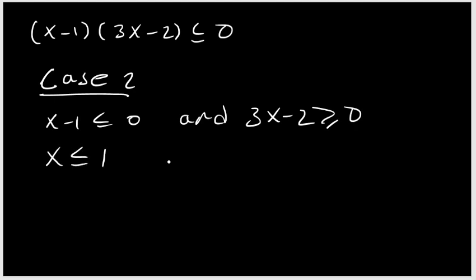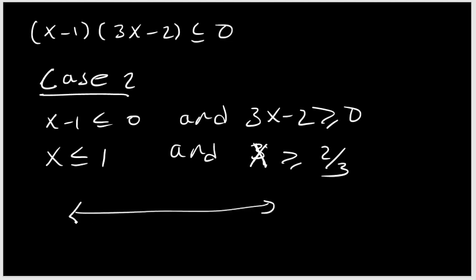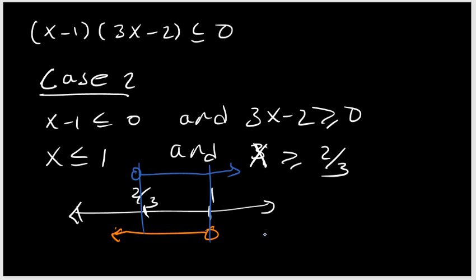Therefore x ≤ 1, and solving the other one, x ≥ 2/3. So when you look again on the number line, this time the two roots are 2/3 and 1. Always the smallest number will be on the left side. The first one, x ≤ 1, is this interval. The second one, x ≥ 2/3, is here. These two colors overlap in this region, so the second solution set will be between 2/3 and 1.